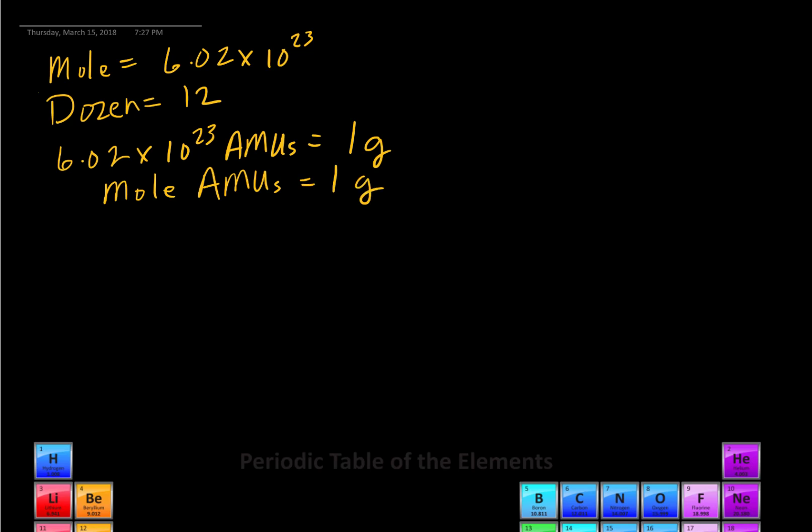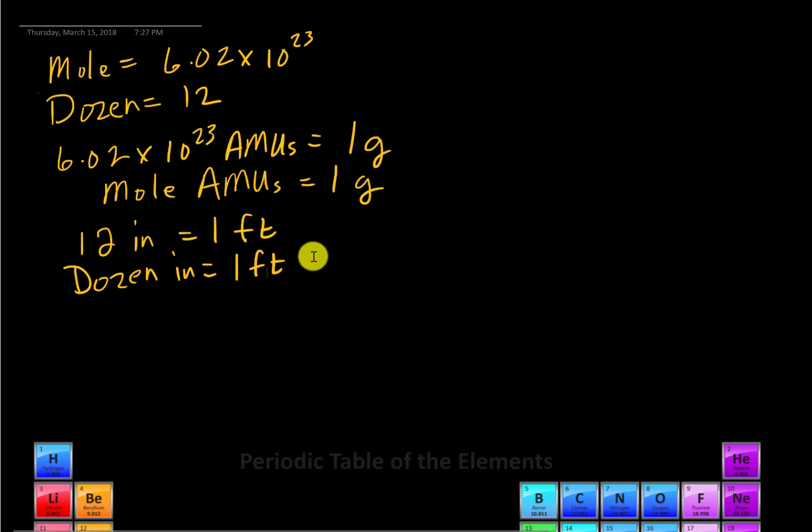That's really the exact same as saying 12 inches equals 1 foot. Same idea. Or a dozen inches equals 1 foot. Pretty much the exact same idea. Okay, so now let's see why this is significant. Because in chemistry, we're always going to be talking about moles of things. And here's why we find that to be very handy.